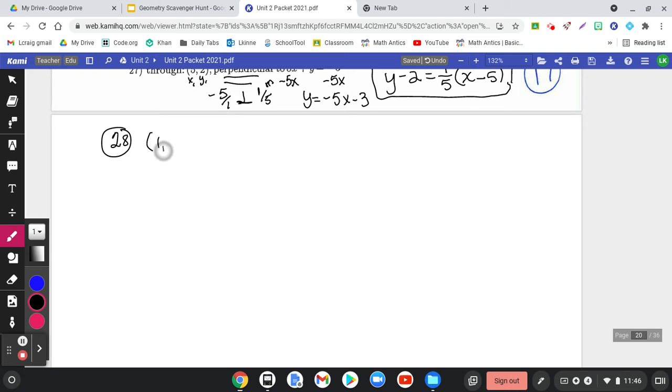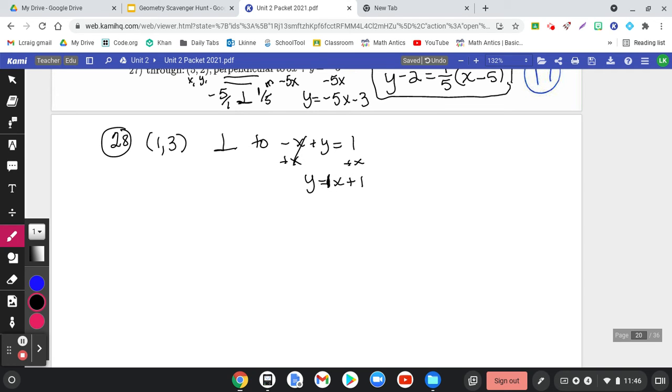So 28, you had some to look at. It's through the point 1,3, and it's perpendicular to negative x plus y equals 1. So again, let's get y by itself. So we'll add the x over. So y equals positive x plus 1.